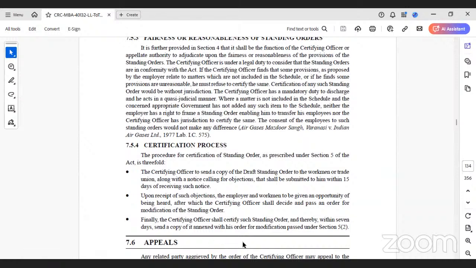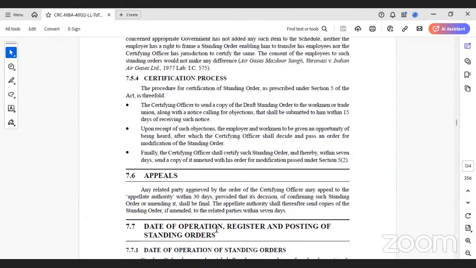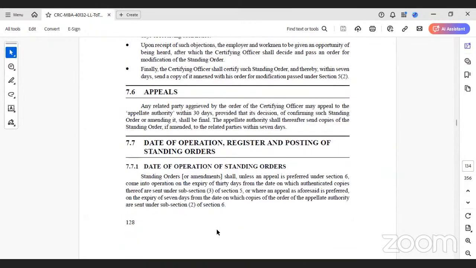Upon the receipt of such objection, the employer and the workman are to be given an opportunity of being heard, where both the parties can give their opinions. And finally, the certifying officer shall certify such standing orders, and thereby within 7 days send a copy annexed with this order for modifying passed under Section 5(2). So within 7 days, the standing orders will be passed.